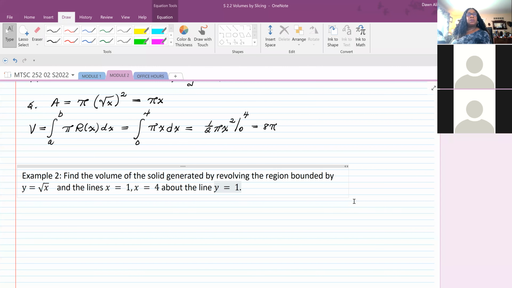All right, so it says the volume of the solid generated by revolving the region bounded by y equals the square root of x and the lines x equals 1, x equals 4 about the line y equals 1. Okay, it sounds like a whole lot, but you just have to break it down to something reasonable. So let's draw it.